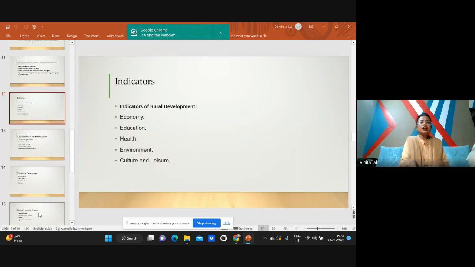These are indicators like economy, education, health, environment. First, these are related to all agriculture. So first is economy, or agricultural income. It is a change in productivity, which is a very important requirement that supports and sustains agricultural activities.